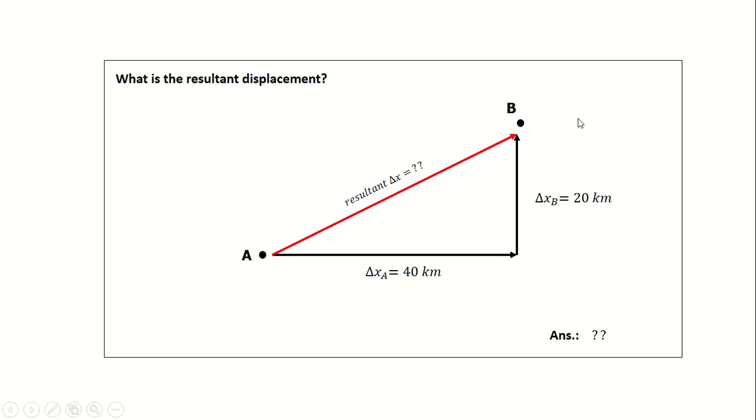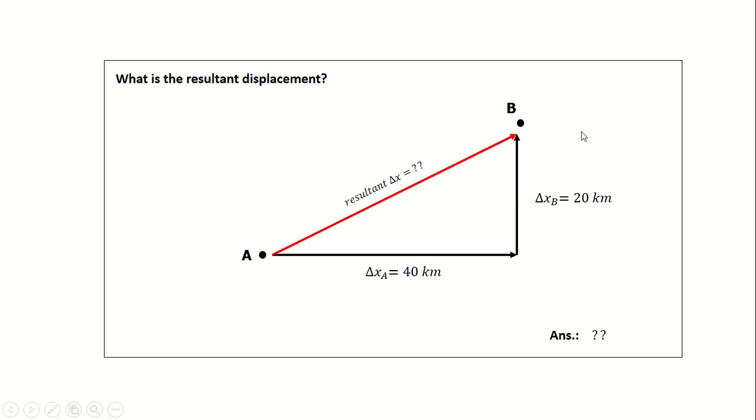Okay? We can see that you would get the same effect. You would still get to point B. So what you do here is you added displacement A and then displacement B, but you cannot do simple arithmetic. You cannot do 40 plus 20 or 40 minus 20 because they are not in the same axis. But you want to add them, meaning to say you want to get this resultant.